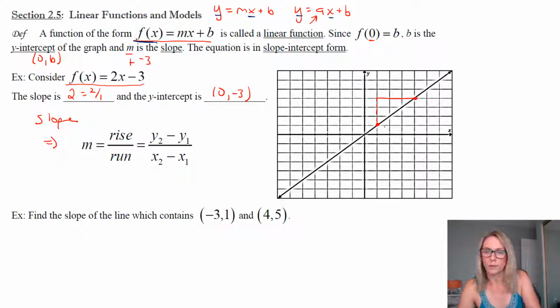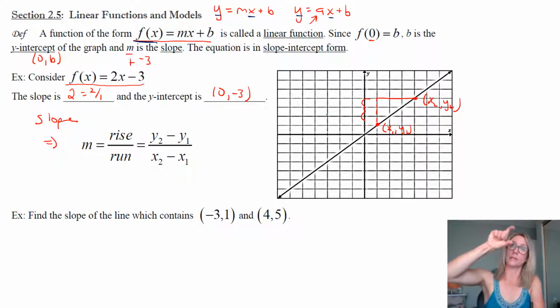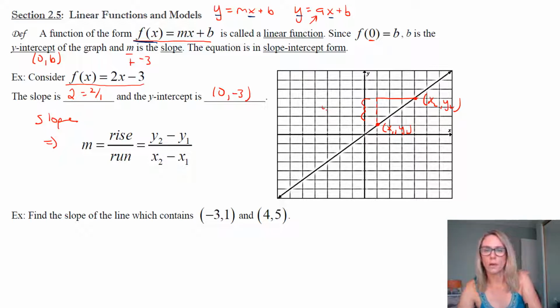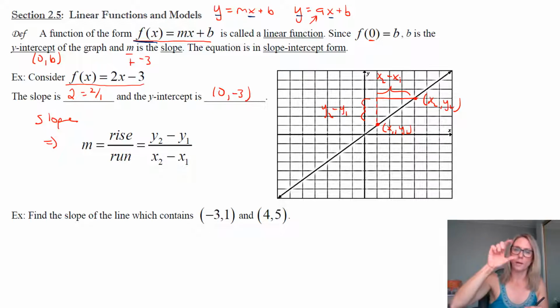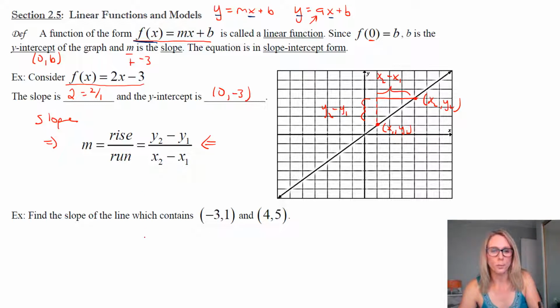So to be very specific, the idea is here's a point (x1, y1), here's a point (x2, y2), and your slope is the difference between these two points, which is a difference in the y values, y2 minus y1, divided by the difference in the x values, x2 minus x1. So y direction over x direction. If you find the ratio of that, that is your slope.